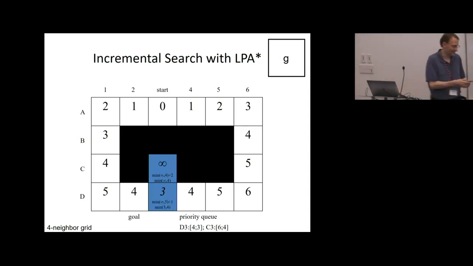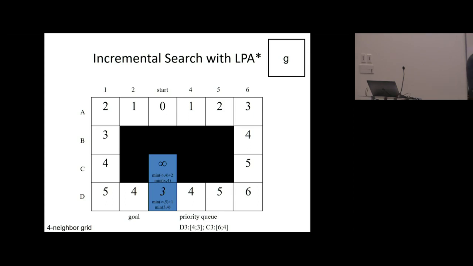Now, when I set this guy here to infinity, that can change whether it or its neighbors are locally consistent. So let's check. Is this one locally consistent? It is infinity, but it should be 4. Not locally consistent. It should be in the open list. Okay, so I'll put it back into the open list.